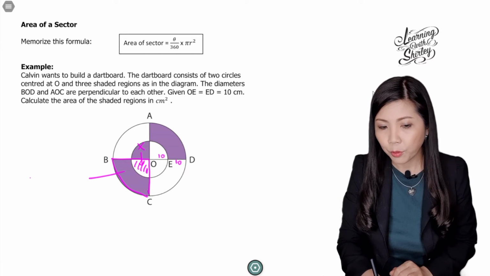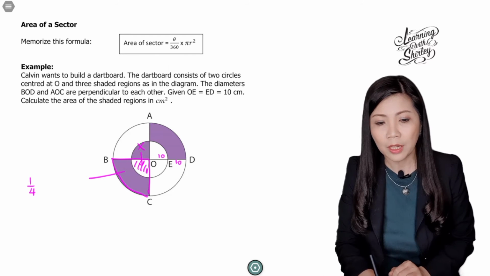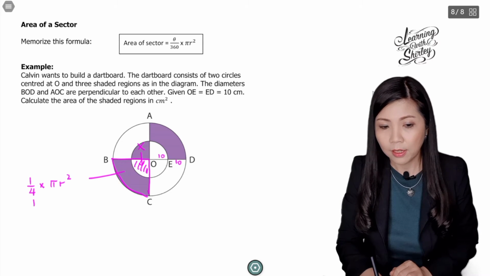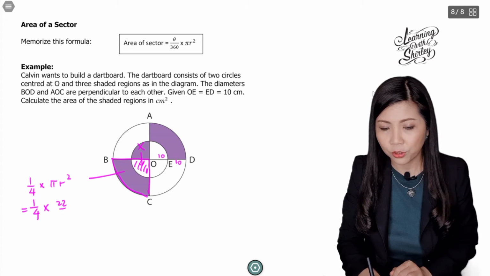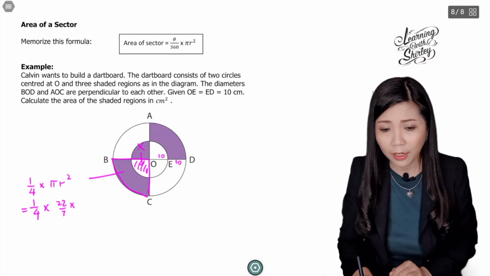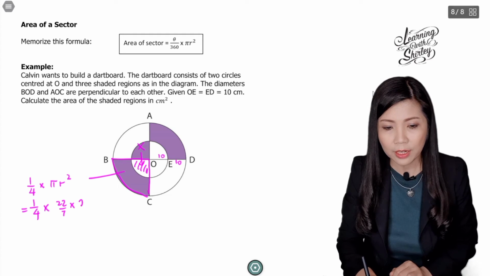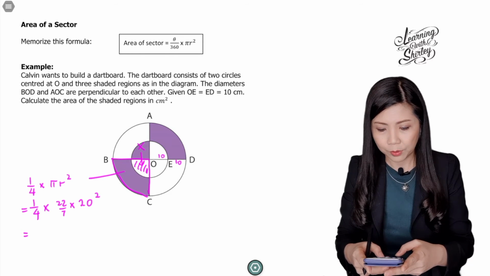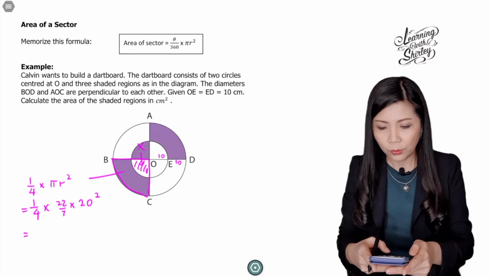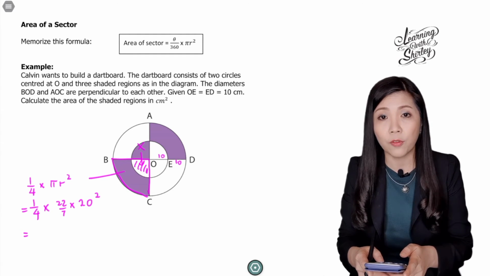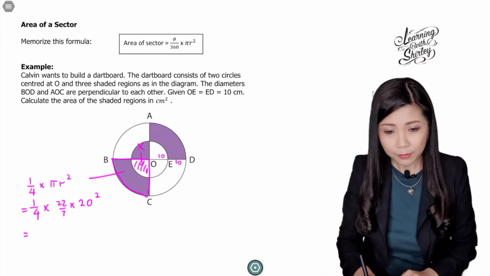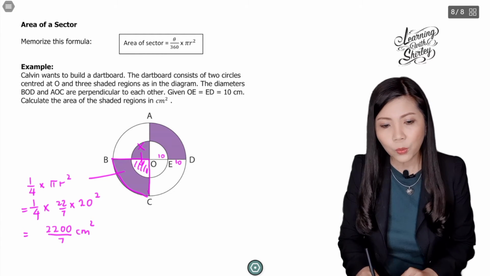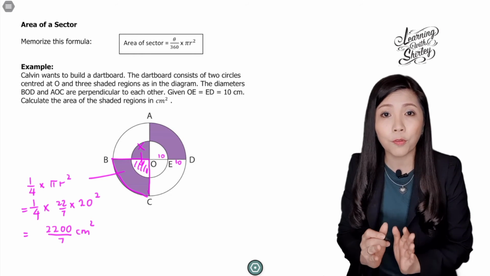So to find this area, I'm going to use a quarter because it's 90 over 360. A quadrant is always a quarter. Okay, so times, because it's area, it's pi r squared. So it's 1 over 4 times 22 over 7, which is the pi value, times r. So r, for the big quadrant, is 20 squared. Okay, so let's calculate this. So 1 over 4 times 22 over 7 times 20 squared. So we get a fraction which is 2,200 over 7. Okay, so I'm going to write here 2,200 over 7 cm squared. So we just leave the answer as a fraction first because it's still not the final answer yet.